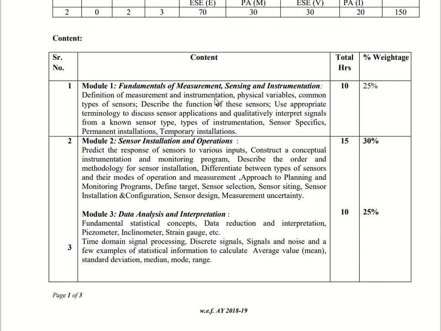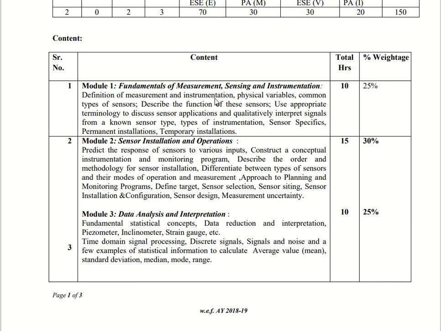We are going to see how we can install these instrumentations and where do we place the sensors in order to get the best range of that particular sensors. And we will also see how we can temporarily install your instrument in order to get your work done, to satisfy your objective only.